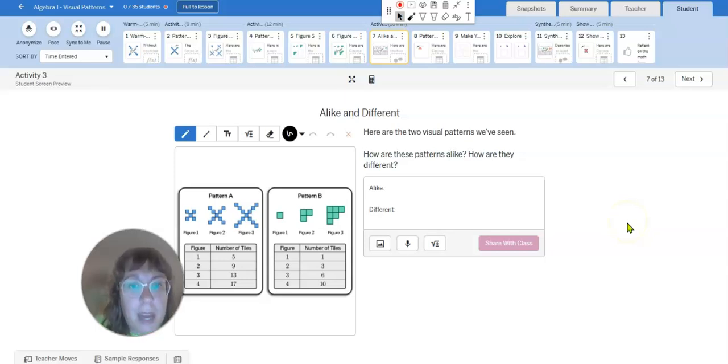Here are the two visual patterns that we've seen. How are they alike and how are they different? So what did we notice about the two different patterns? I want you to do this slide on your own. Think about what was the same between them and what was different between them. And your answer may vary, but I want you to just look at this screen and think about and share as to what feels alike and what feels different. You can pause the video if you need to. Once you have your answer in there, hit share with class, and then we'll go to slide 8.